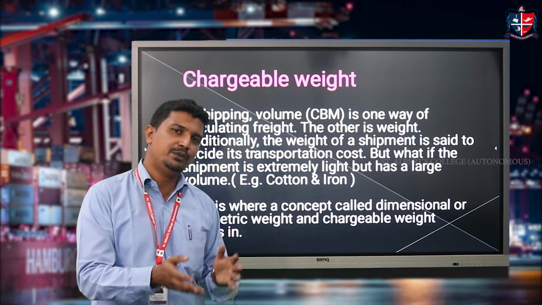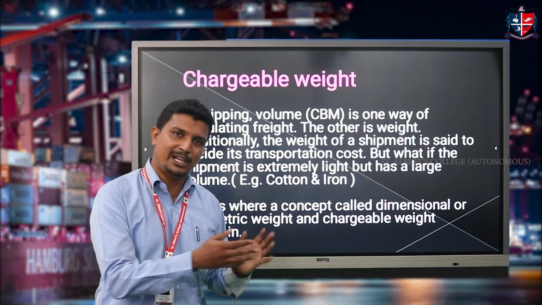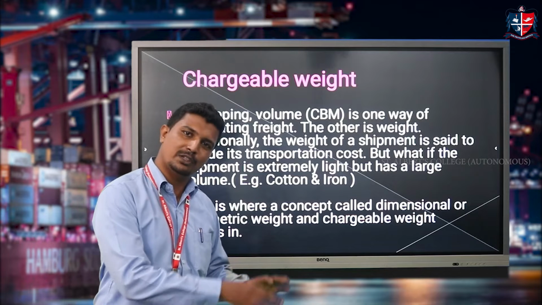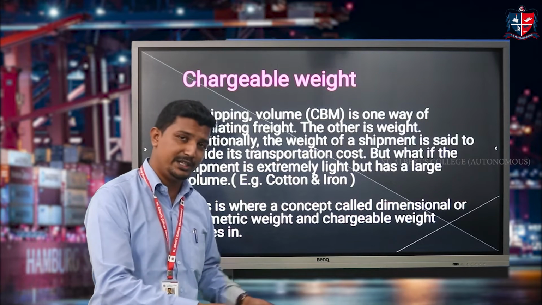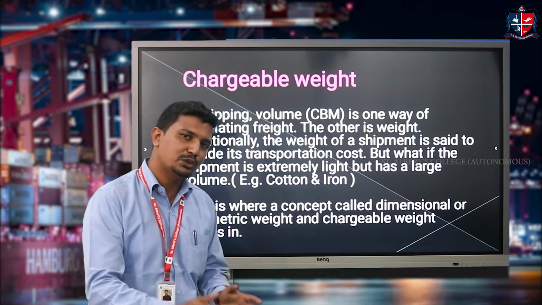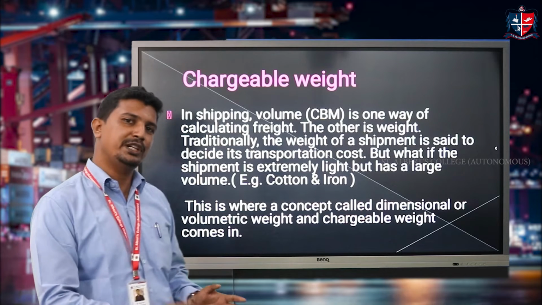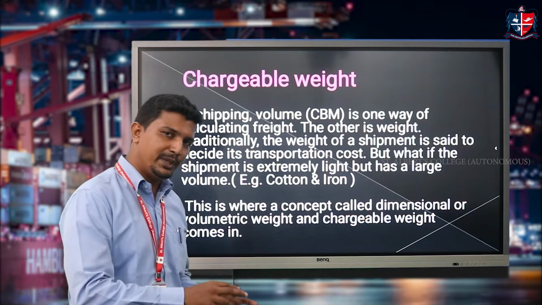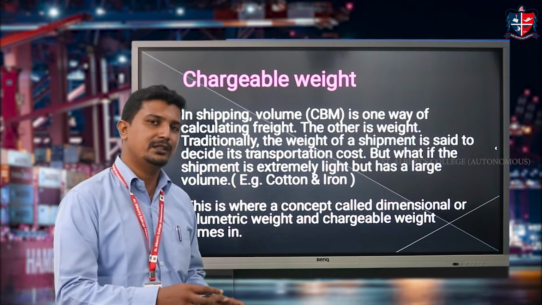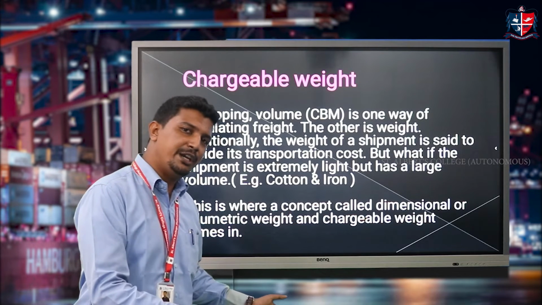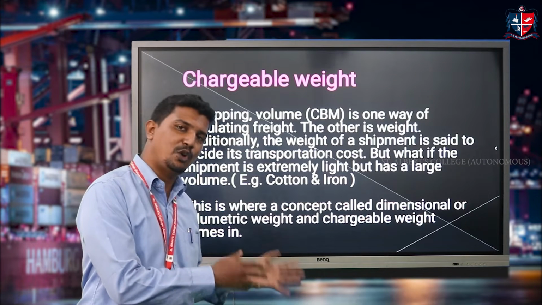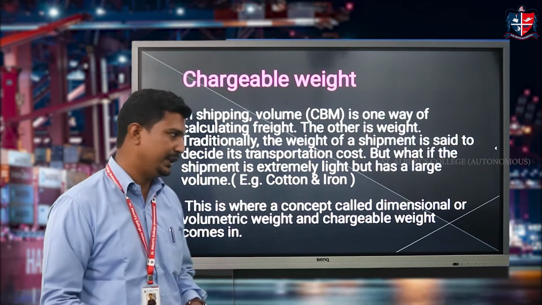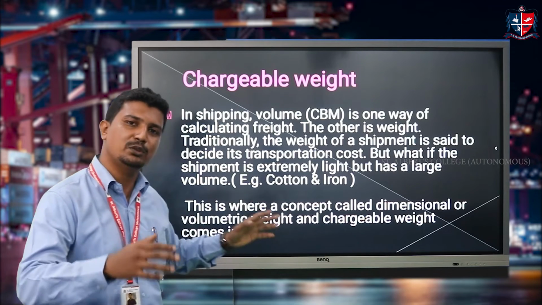Once the transporter gets a cargo, he will determine the volume of that cargo, the volumetric weight, the dimension. He also weighs the cargo, so the actual weight of that cargo is considered too. He compares both and identifies which is more. If a cargo has a higher volume, it will be charged on the basis of volume only, and if a cargo has a high gross weight, it will be charged on the basis of gross weight. So in the case of cotton, it will be on the basis of volume.